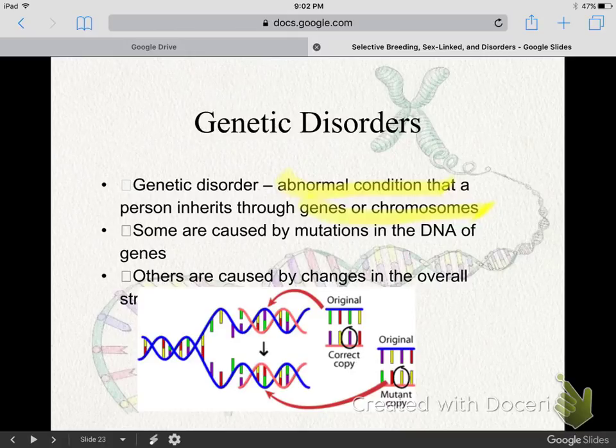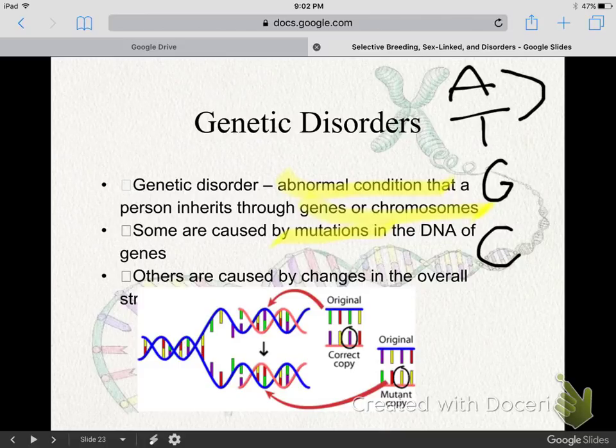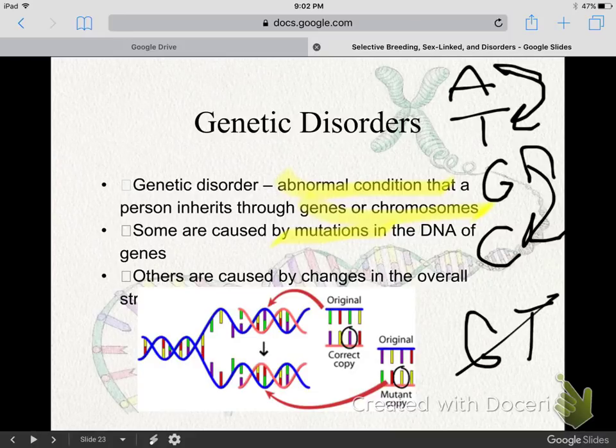So you can inherit these through genes or from an extra copy of a chromosome during meiosis or something. Some genetic disorders are caused by mutations in the DNA. DNA pairs up based on specific bases. So there are 4 bases: adenine, thymine, guanine, and cytosine, which I abbreviate by their first letter. They only bond with specific ones. So adenine only bonds with thymine. Guanine only bonds with cytosine. If the DNA gets messed up and there's a mutation, and instead of G bonding with C, G bonds with T, that's a problem. That's a mutation, okay? That's going to cause a genetic disorder.